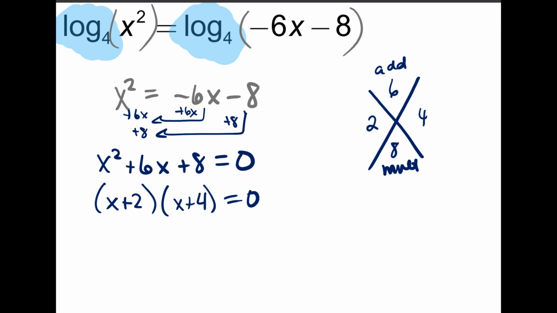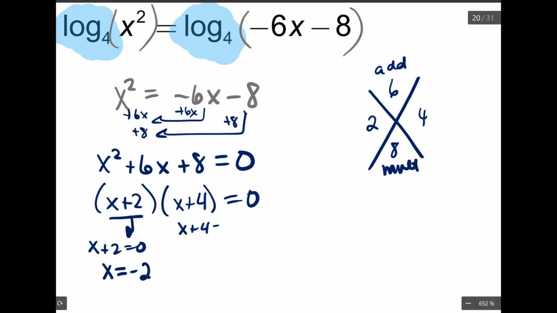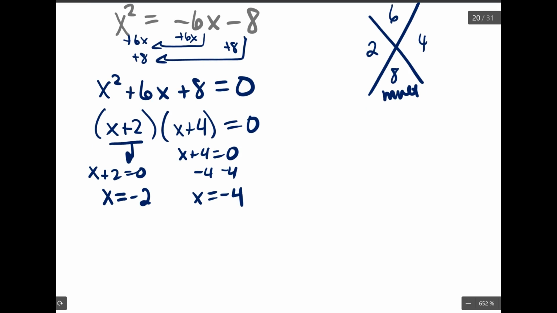But it's not the answer, right? I'm not actually done, right? I factored it, but I'm trying to solve for x. So I'm going to take each one of these, set equal to 0. So x plus 2 equals 0. Subtract 2 on both sides. I see x is negative 2. So I see two possible answers. x can equal negative 2 or negative 4.